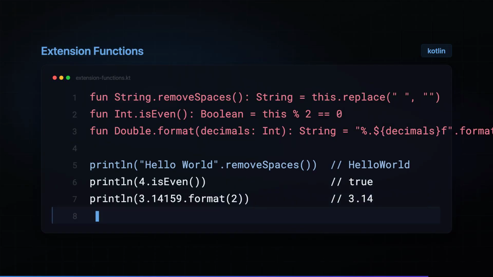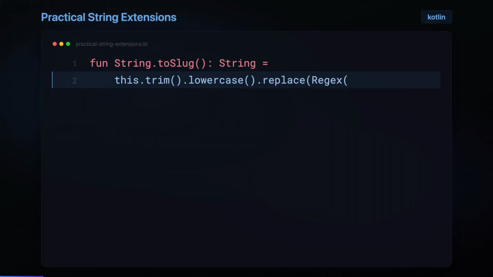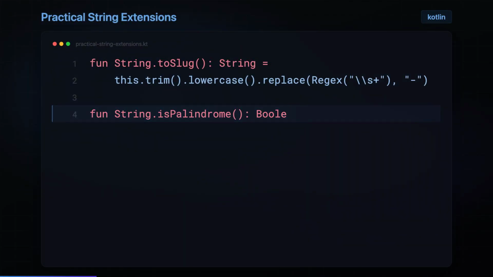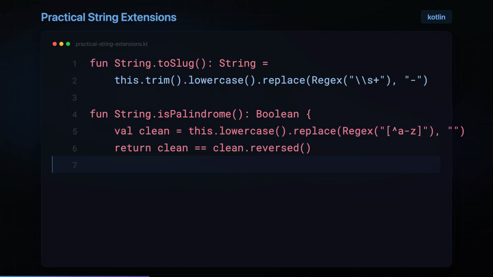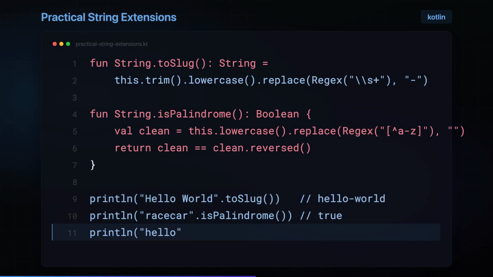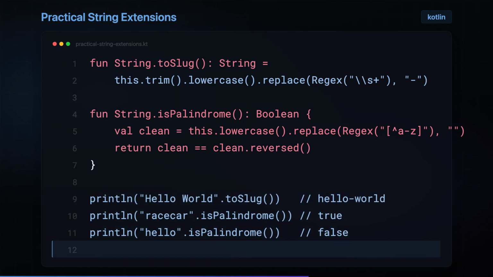Zero runtime cost, zero reflection. Real-world extension functions eliminate utility class boilerplate. String.toSlug trims, lowercases, and replaces whitespace in one line. String.isPalindrome removes non-letter characters and compares. Define these once in a shared file and they work on every string across the whole code base.